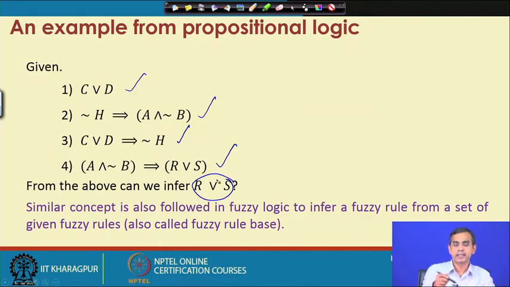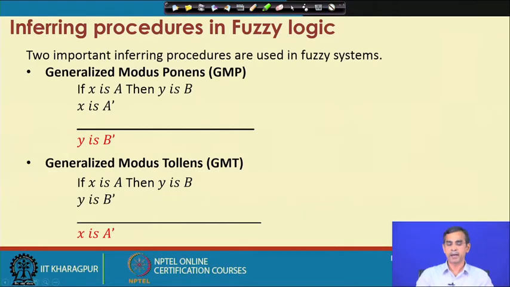So, the concept is like this. Now, the similar concept is basically applicable to the fuzzy algebra, and now we are particularly interested in two such inference formulas. One is called generalized modus ponens, and the other is called generalized modus tollens. So, GMP and GMT.